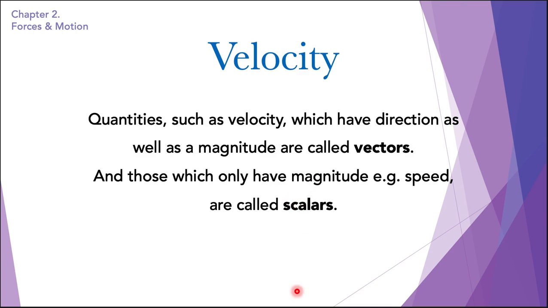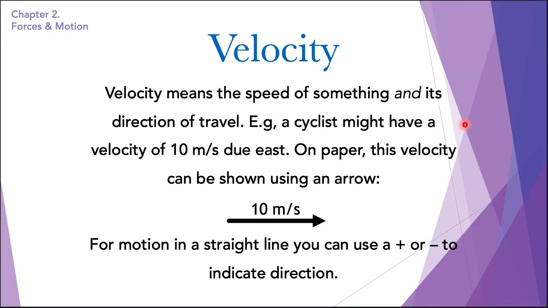Velocity is also almost the same thing as speed because it is measured in meters per second as well, except that what is different in velocity is that it has direction as well. So whenever we are writing a velocity down, we either make an arrow or add a plus or minus sign to indicate direction.